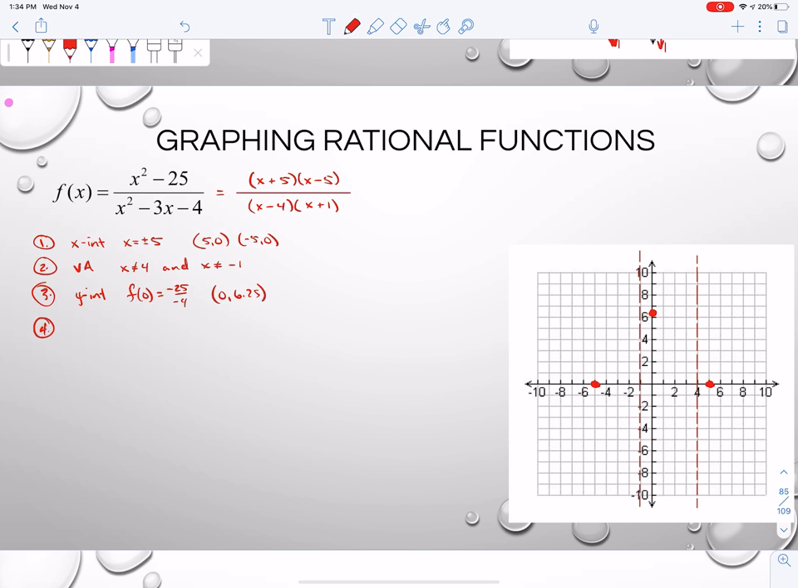Step number 4, right? Degree of the numerator equals degree of the denominator. Therefore, my horizontal asymptote is going to occur at the ratio of the lead coefficients, 1 over 1, or simply at y equals 1. So again, I'm going to go ahead and sketch this in, all right? I'm going to adjust that just a little bit. There we go. And again, we're going to make it a dashed or dotted line here.